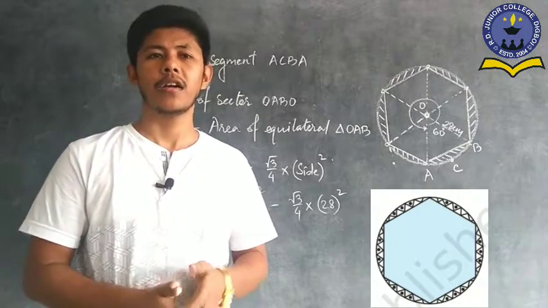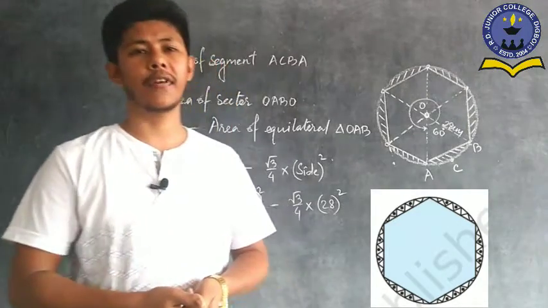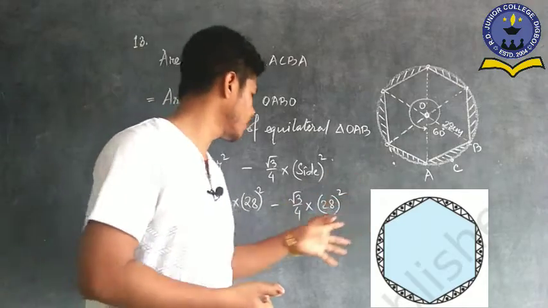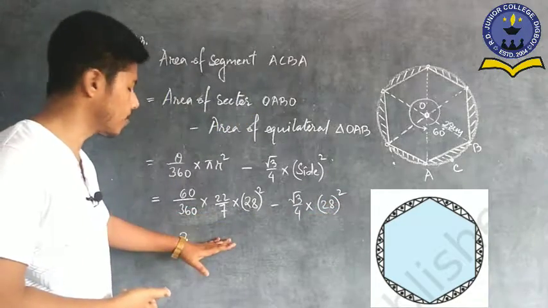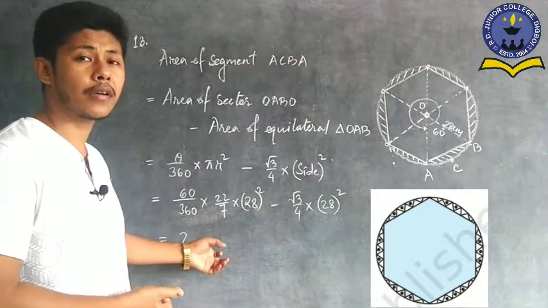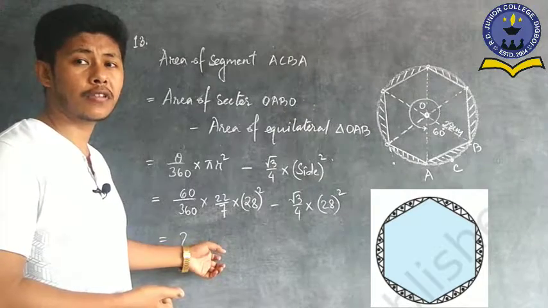Is it clear? So the solutions are already given to you, so you have to do it yourself. By this one you have to calculate by yourself here. Is it clear? I think all of you understood this one.